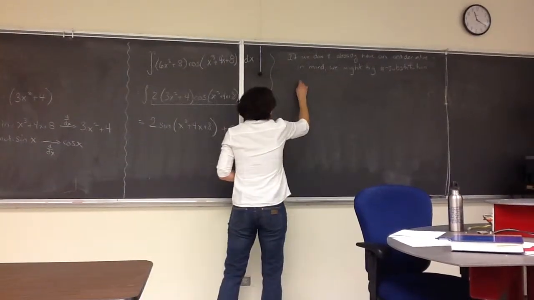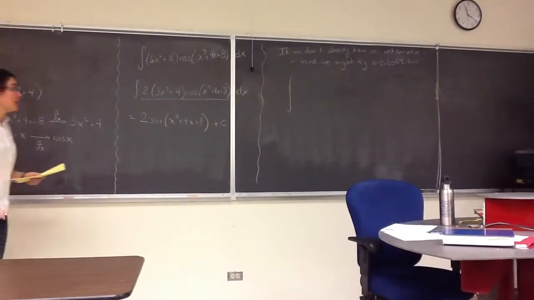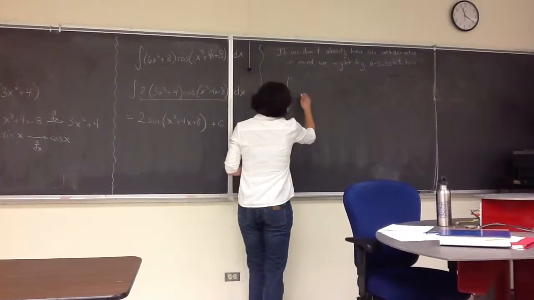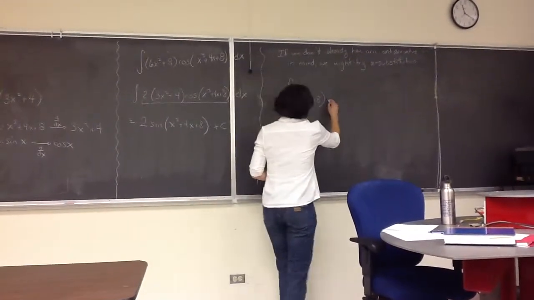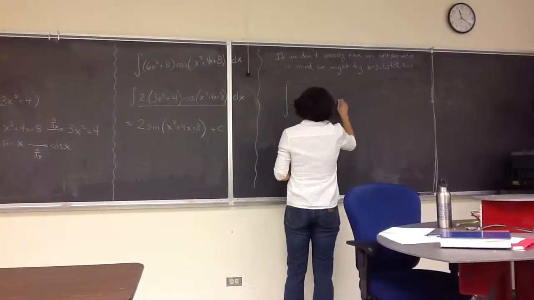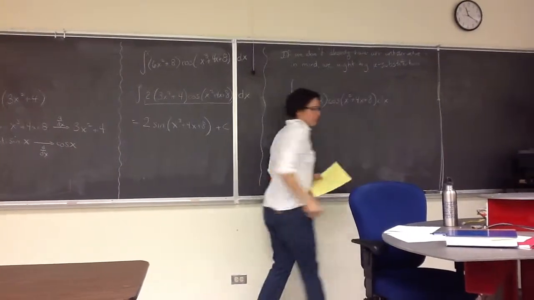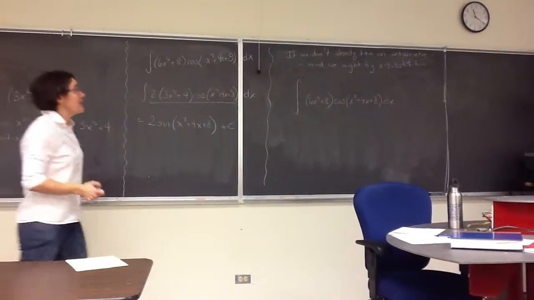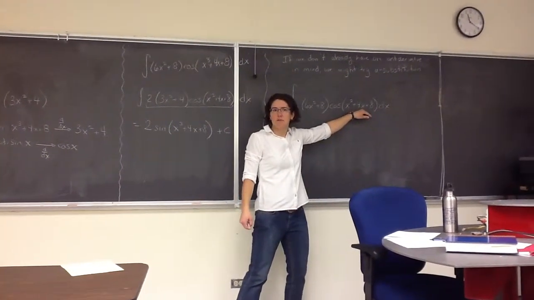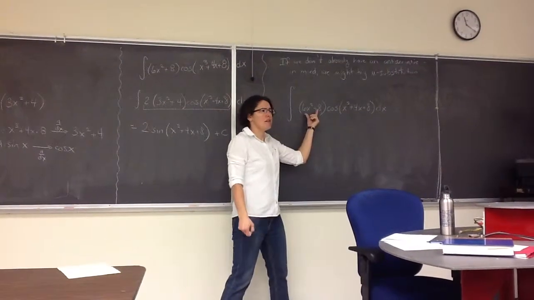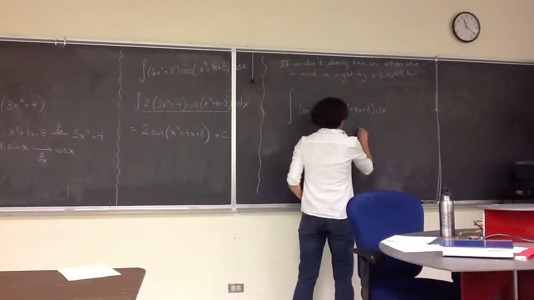All right, so I'm going to work through this one, and again, hopefully you saw this in Calc 1, but this is where we're starting here in Calc 2 as well. So I've got the integral, or the antiderivative, of 6x squared plus 8 times the cosine of x cubed plus 4x plus 8 dx. And I immediately identify that I've got an inside function sort of nested in there, and somewhere else in this problem is the derivative of that inside function. So I'm thinking, okay, U substitution.